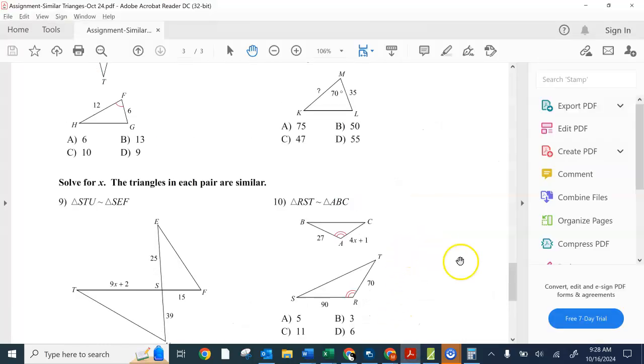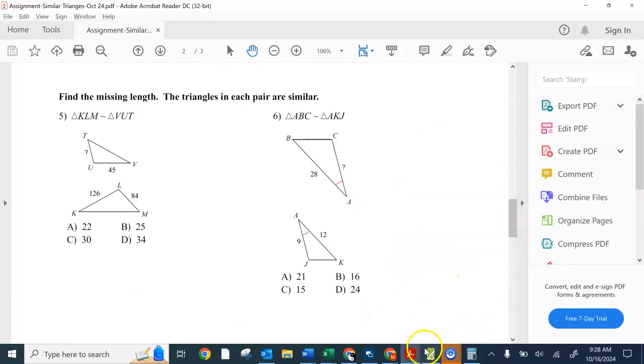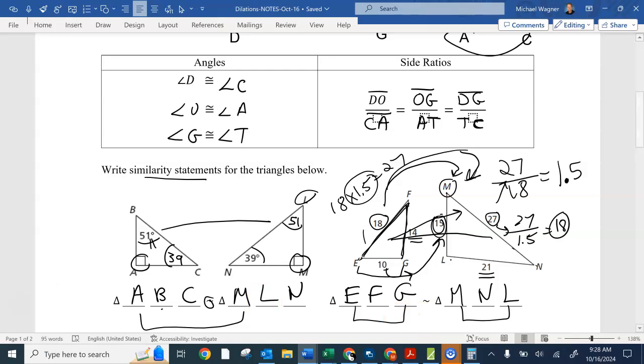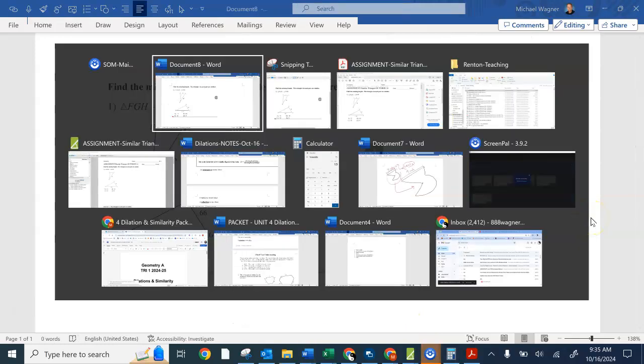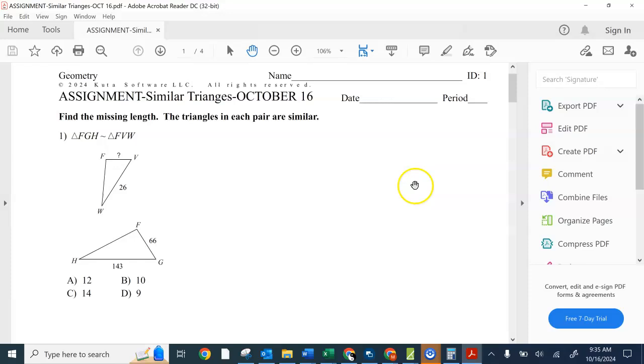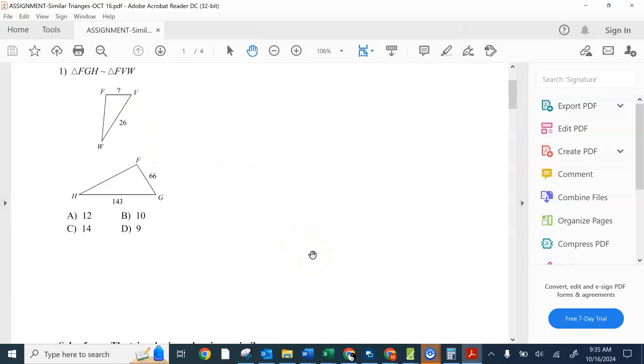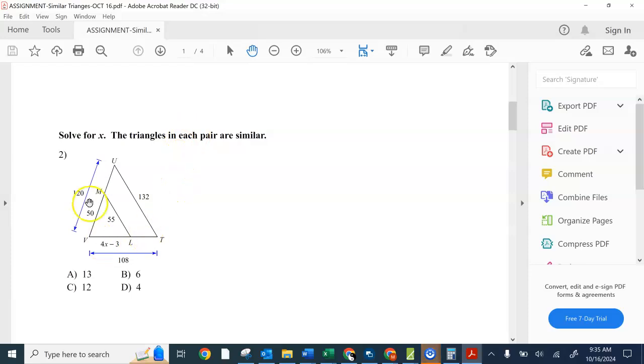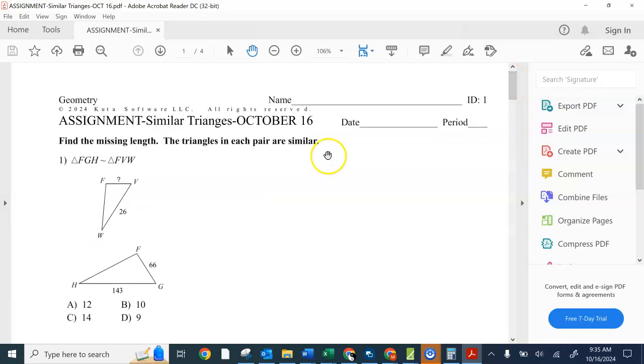The assignment that I passed out is not notes, but I'm going to go over the first two question types on the assignment. First, you're given that two triangles are similar, and you're going to try to find the missing length. And then the second one, you're going to basically do the same thing, but now you're going to solve for x to try to find that side. So the first one, what do we do on the first one?